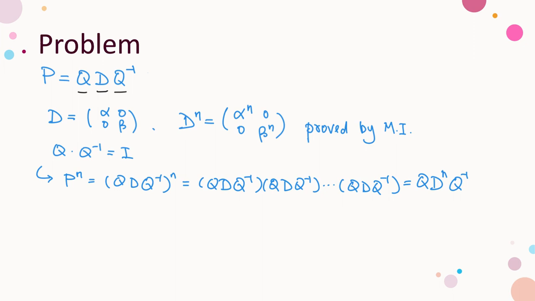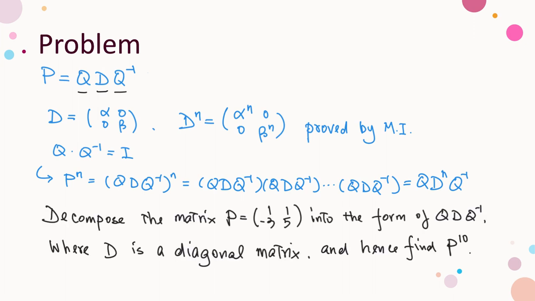Let me use an example for illustration of both the algebraic solution and the geometric interpretation. Decompose the matrix P into the form of QDQ inverse, where D is a diagonal matrix, and hence find P to the power 10.